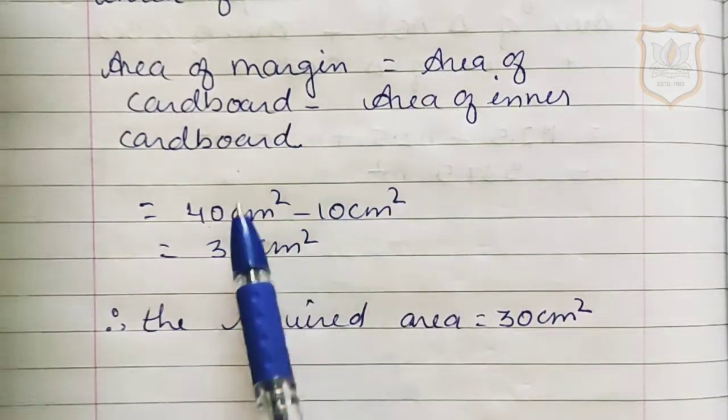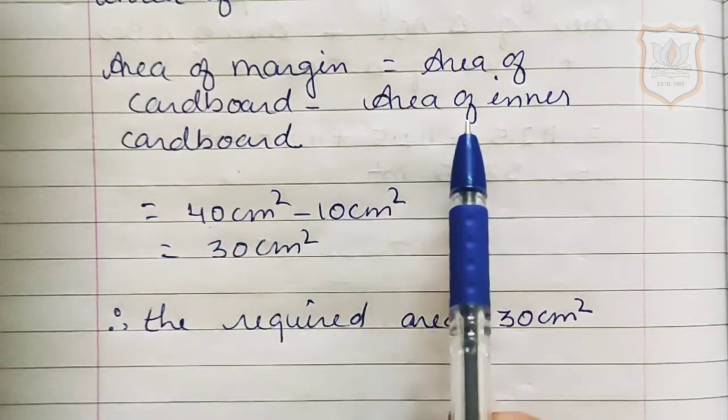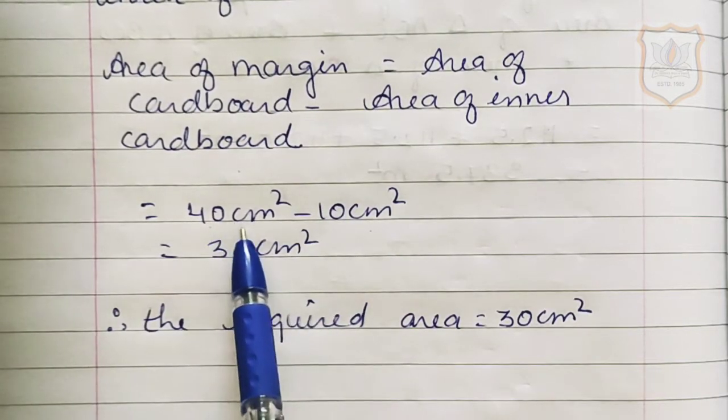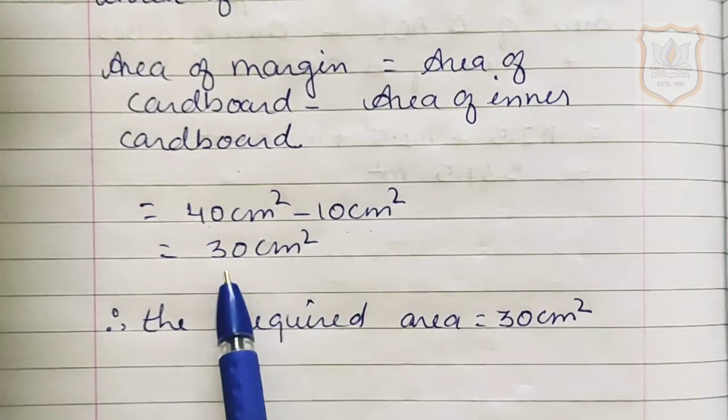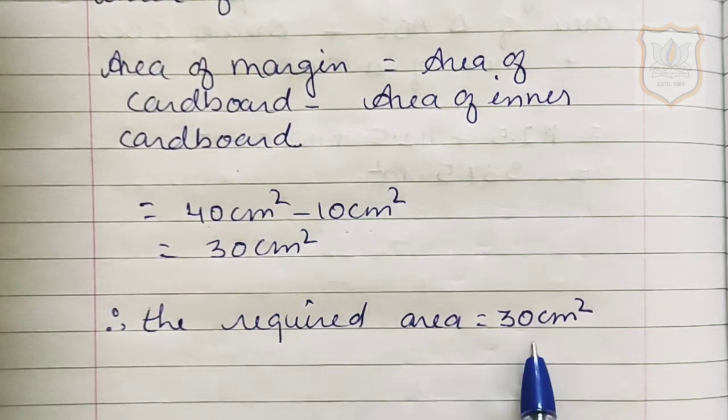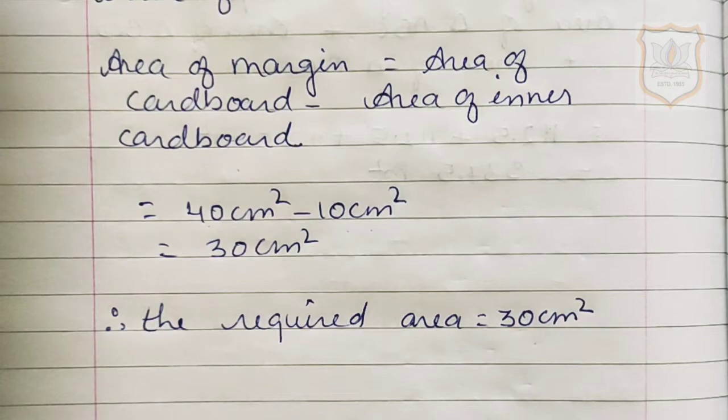Area of cardboard which we found was 40 centimeter square and area of inner cardboard was 10 centimeter square. By subtracting 40 centimeter square and 10 centimeter square, we will get 30 centimeter square. Therefore, the required area is equal to 30 centimeter square.